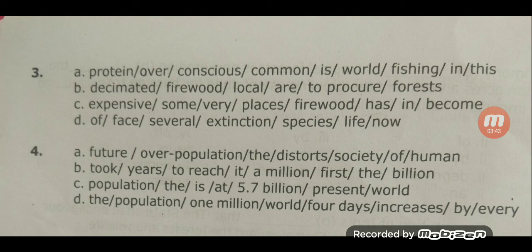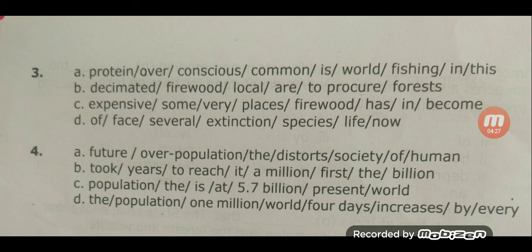Next one. Local forests are decimated to procure firewood. Decimated means to destroy or to cut. Procure means to obtain. C. Firewood has become very expensive in some places. D. Several species of life now face extinction.